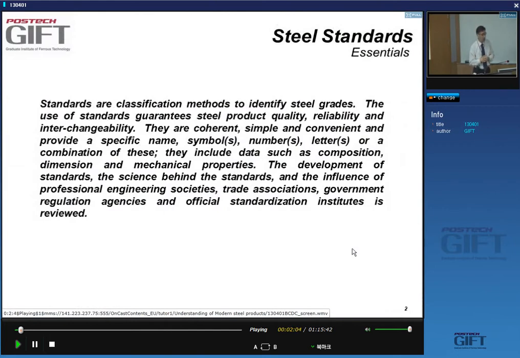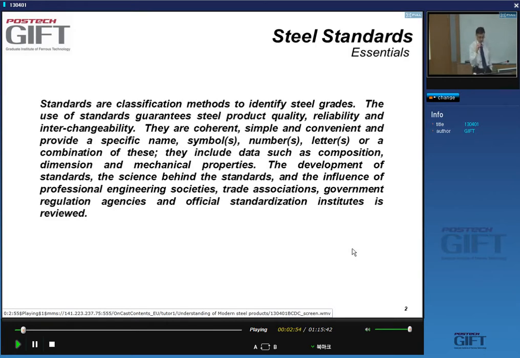So you basically identify steel grades by using standards. And that allows you to guarantee product quality, reliability, and also very important, interchangeability. And usually they're very simple and coherent and convenient names for steels, and that make use of symbols or numbers and letters, or very often a combination of these. And usually behind these symbols and numbers, there is data hidden related to compositions, dimensions, mechanical properties.